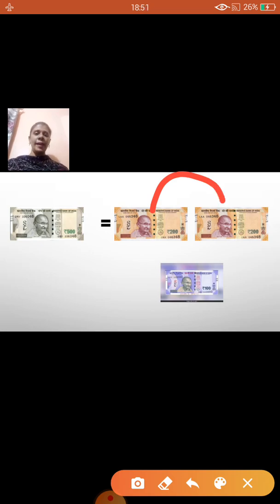200 plus 200 is how much? 2 plus 2 is 4. So 200 plus 200 is 400, and 400 plus 100 is 500. That means two 200 rupee notes and one 100 rupee note will make 500 rupees.